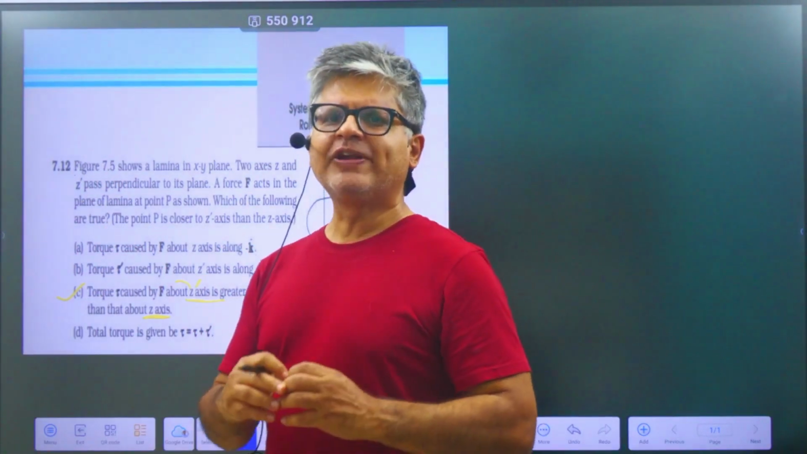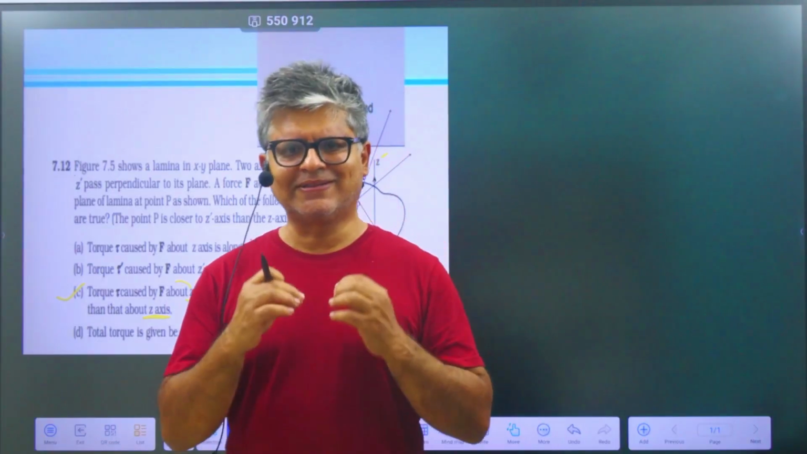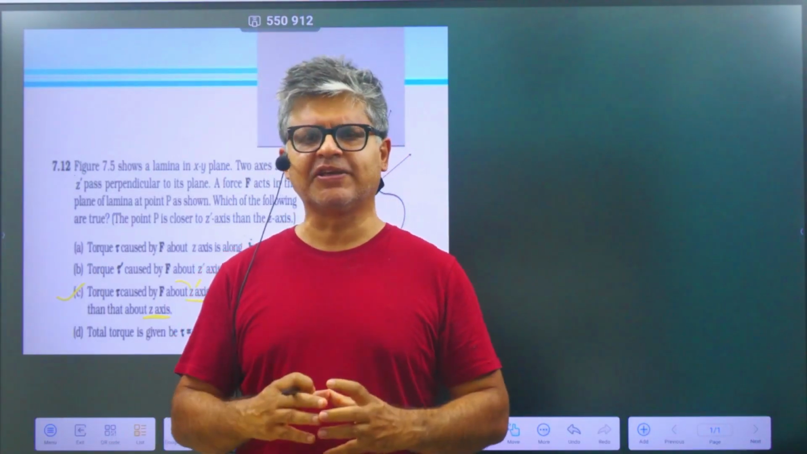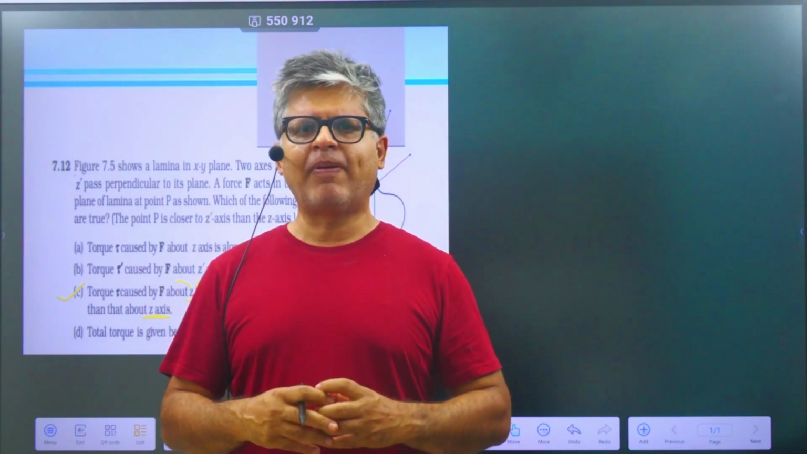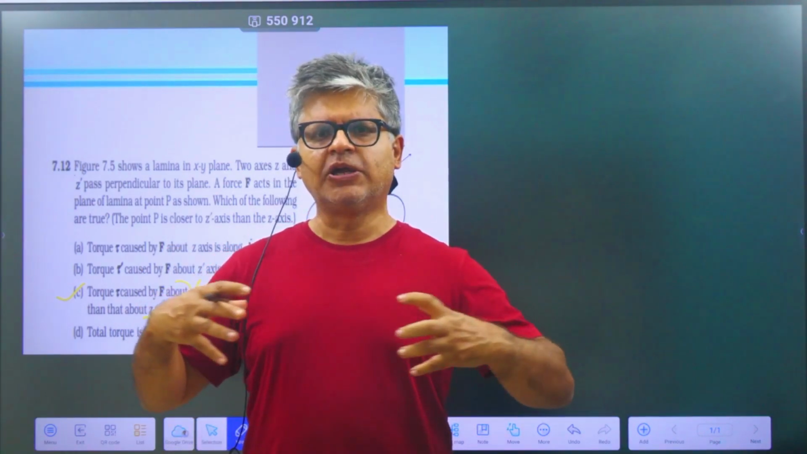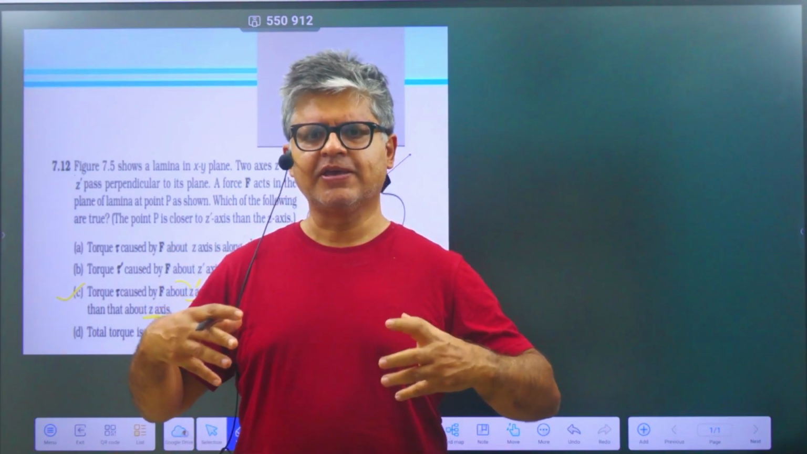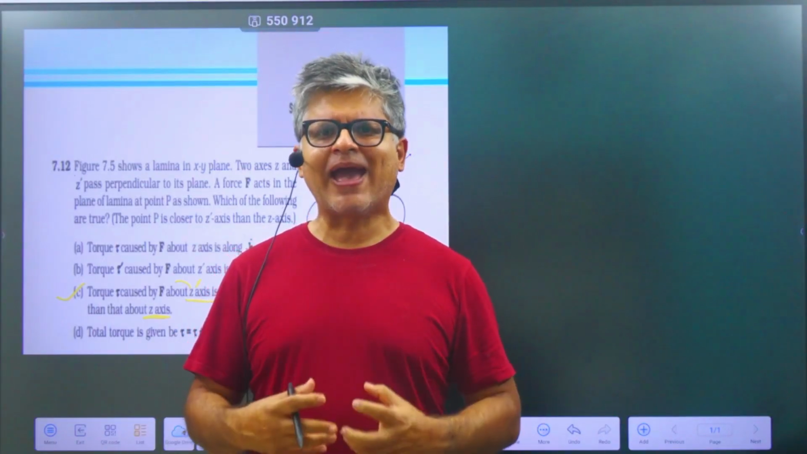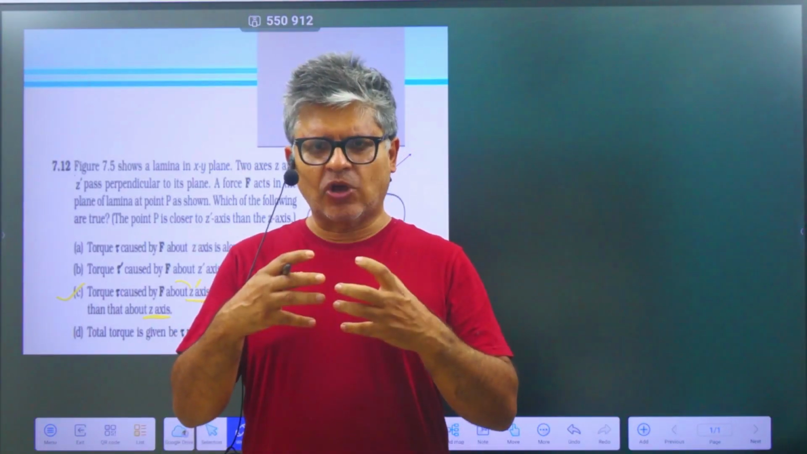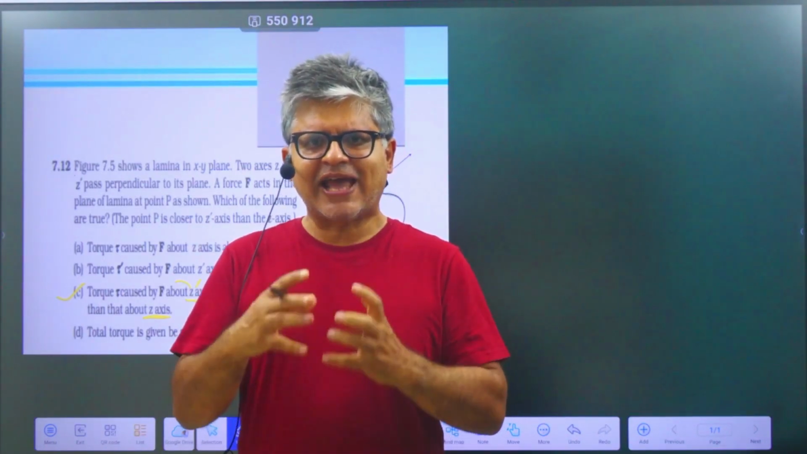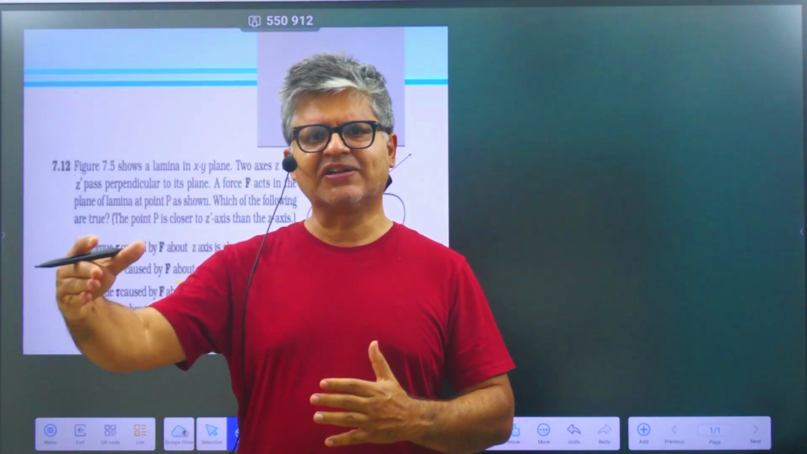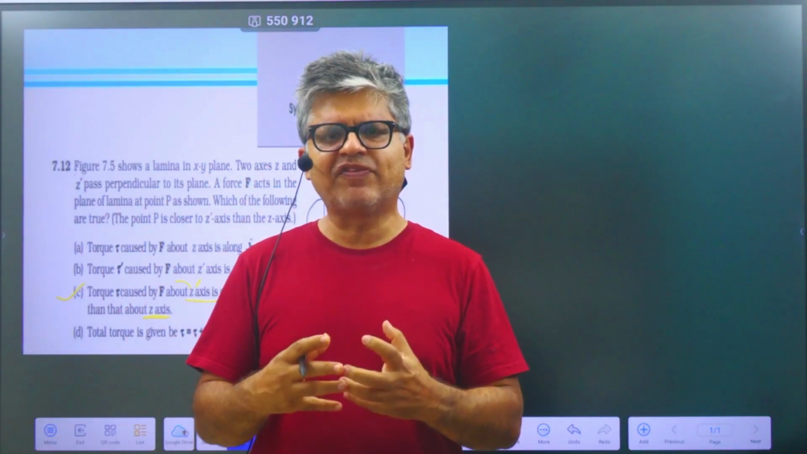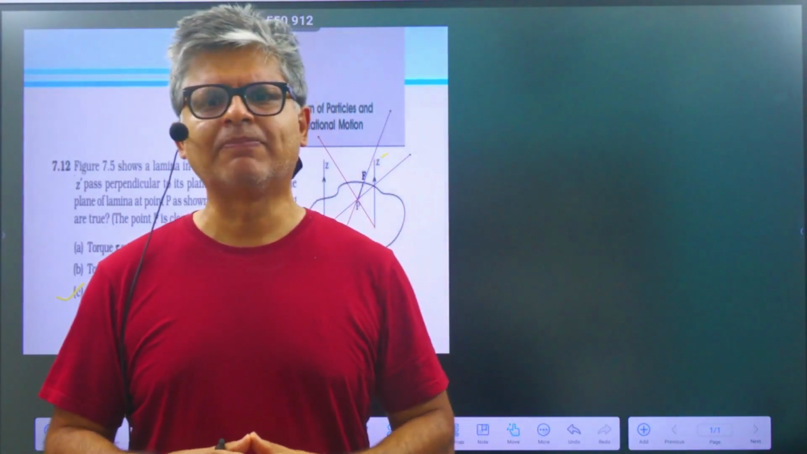Now let's start part 3 of this question. Part 3 is very interesting because it asks you to compare the torques produced by the same force but around two different axes. Let's see whether we are able to compare the torques produced. It is known to us that the Z dash axis is closer to the point and the Z axis is farther from the point P. With this limited information, we need to solve problem C.